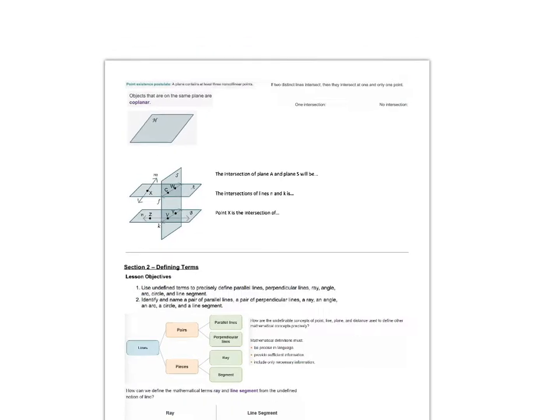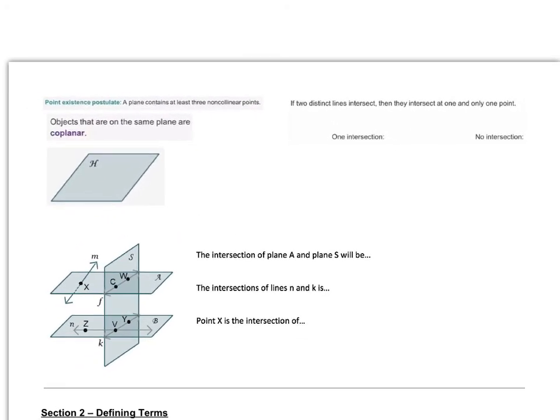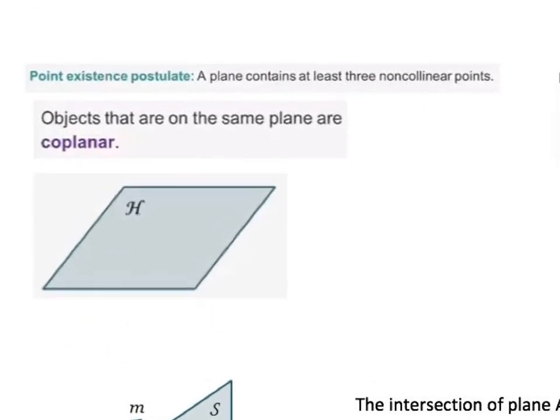Okay, on this page, let's do this top part and then we'll be done with the notes. So I've got the point existence postulate. A plane contains at least 3 non-collinear points, all right? And we kind of said that before. Objects on the same plane are called coplanar. So what I would do is I would say this.